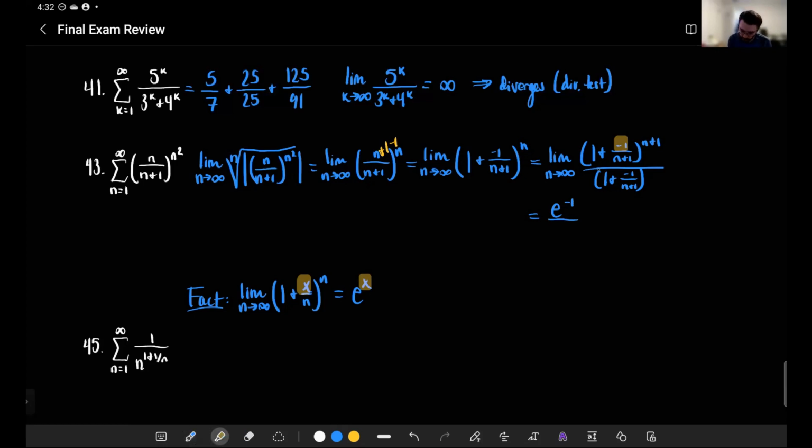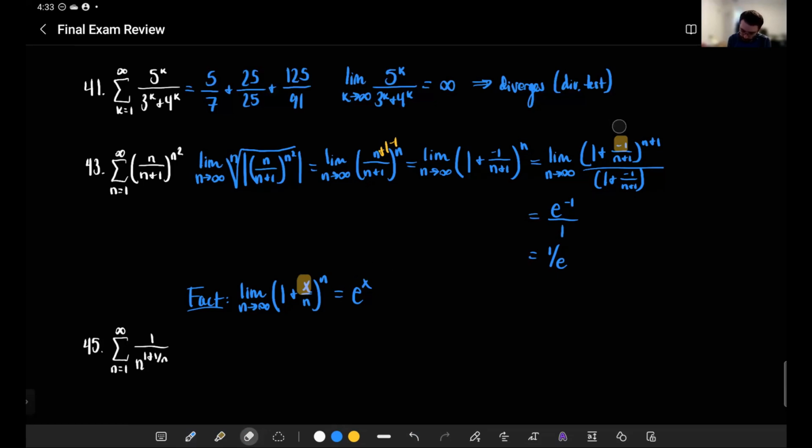But what's the limit on bottom? Well, -1 over n plus 1 goes to 0. So you just get 1 plus 0 on the bottom, which is 1. And okay, e to the -1, I could write it as 1 over e. And then the question is, what were we doing this whole time?